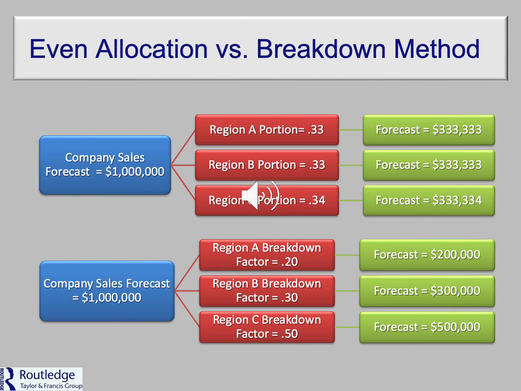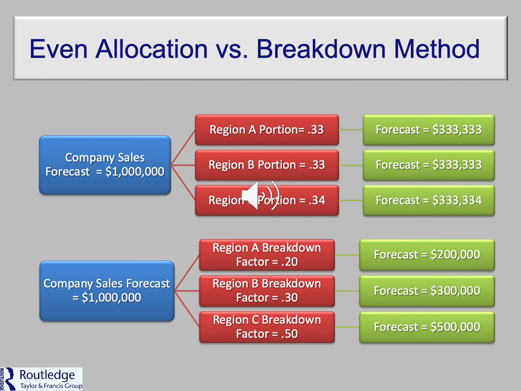Almost one gets 0.34 instead of 0.33, but you see the point there. And then the bottom method uses the breakdown method. So you can see region A is going to be working toward like a $200,000 goal. B is going to be $300,000, and C is going to be $500,000. Okay, based on those indices that they created, they weighted those different regions higher or lower based on ability to sell in those regions.